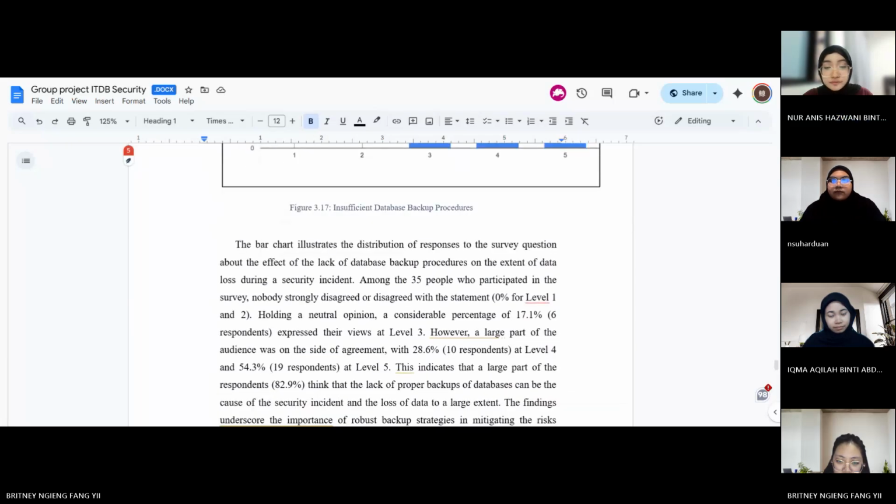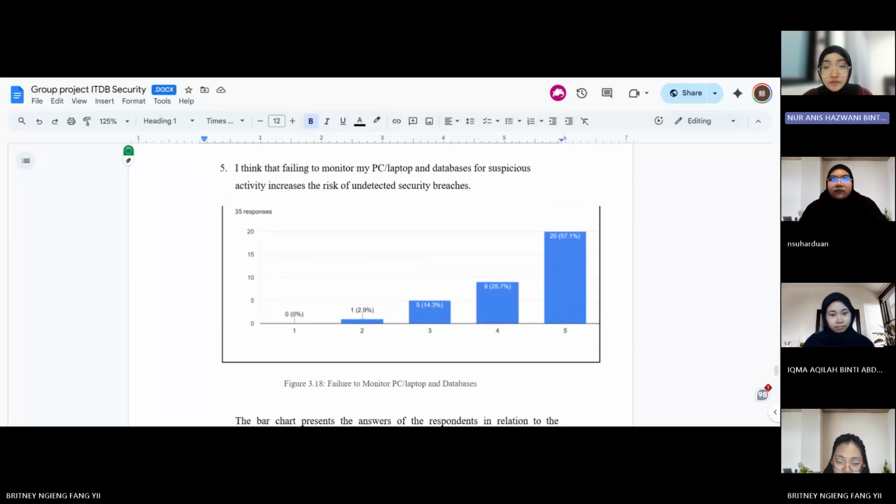And then next, in figure 3.18, shown failure to monitor systems. Finally, in this survey, 82.8% of students believe that not monitoring systems for suspicious activity increases the risk of undetected breaches. Almost everyone agrees that constant monitoring is necessary for safety.